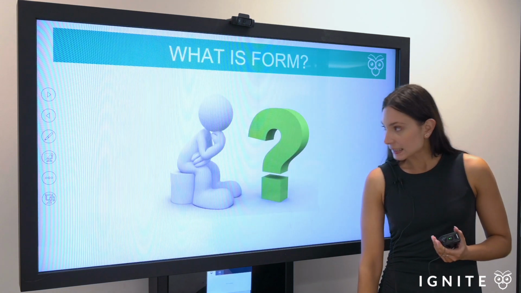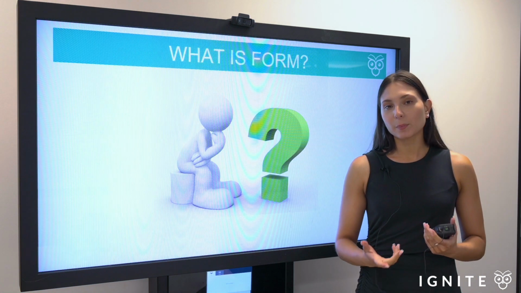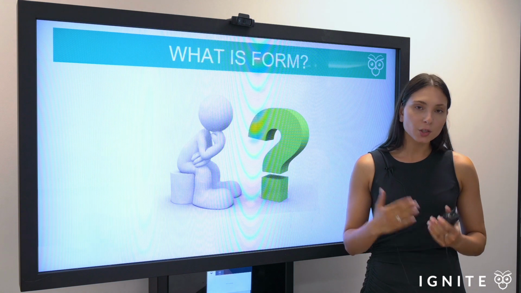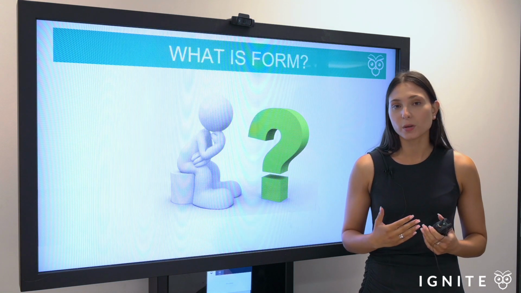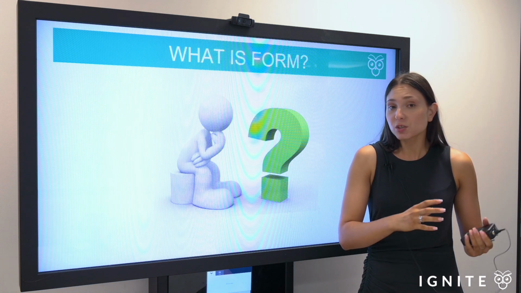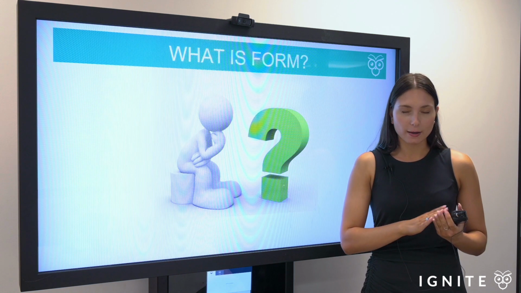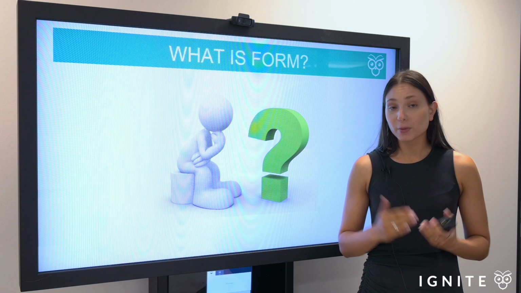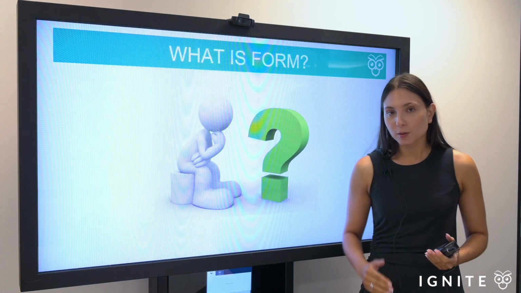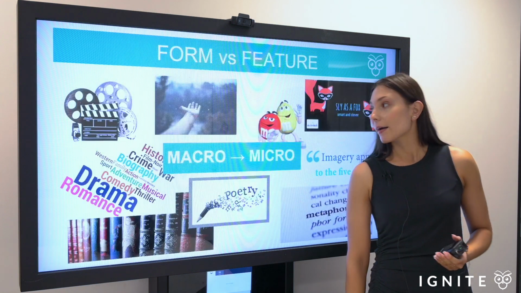But before getting into that, I thought we should do a little recap, and I wanted to pose the question: what actually is form? A lot of students get stumped on this question, that is, distinguishing between what form is and what features, or techniques, within the text are. So I'd just like to quickly go over that. We do have a whole video on form versus feature, but I'll just do a quick recap in these next coming slides.